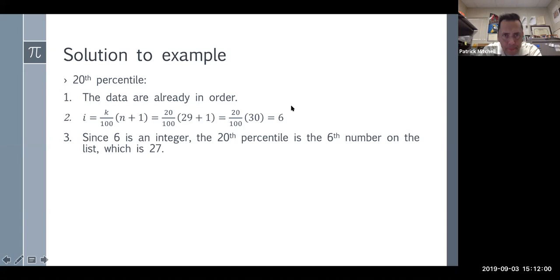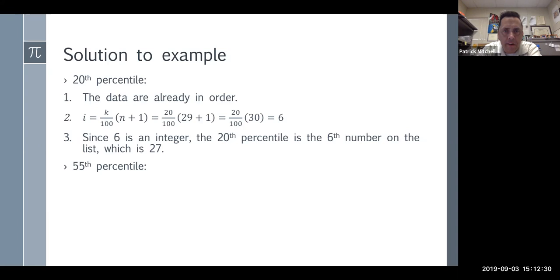Okay. At this point, you might want to pause the video and see if you can find the 55th percentile. I'm going to be quiet for a minute and give you a chance to do that. So just pause the video and see if you can find the 55th percentile, and I will wait for you right here. Okay, so hopefully you've paused the video and you've tried that.